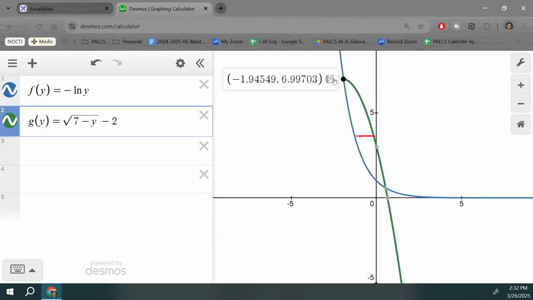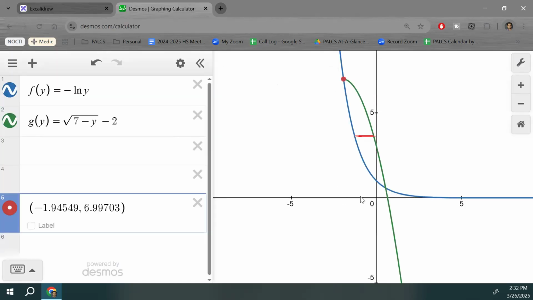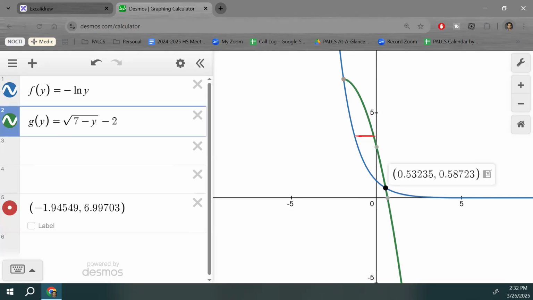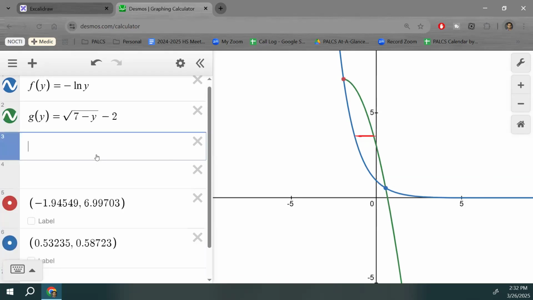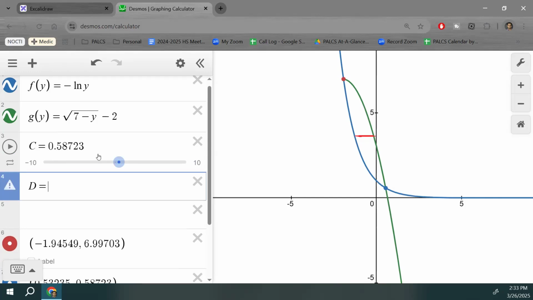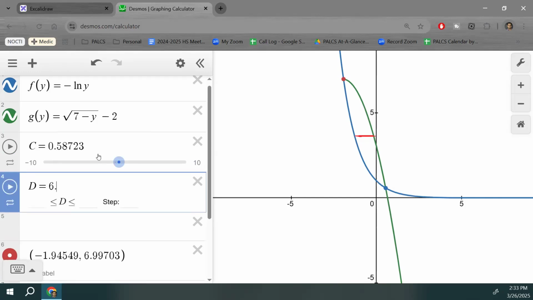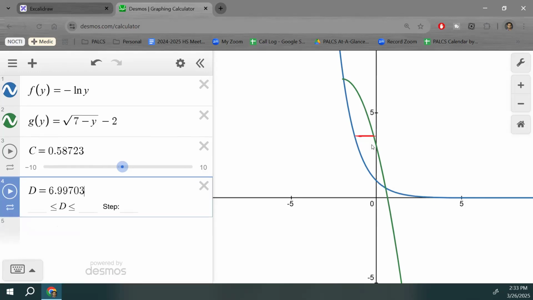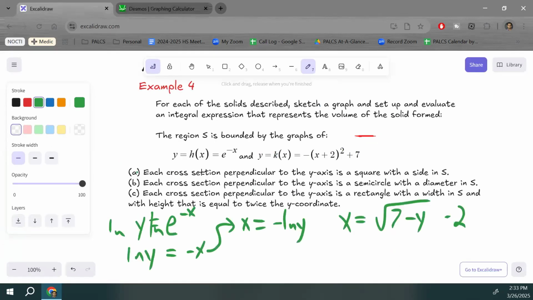And now what we're going to do is get the intersection points. So this one and this one. Now I'm going to do C equals the lower of the two y values, which is 0.58723, and D equals the greater of the two y values, 6.99703. And now what we can do is start answering the question.